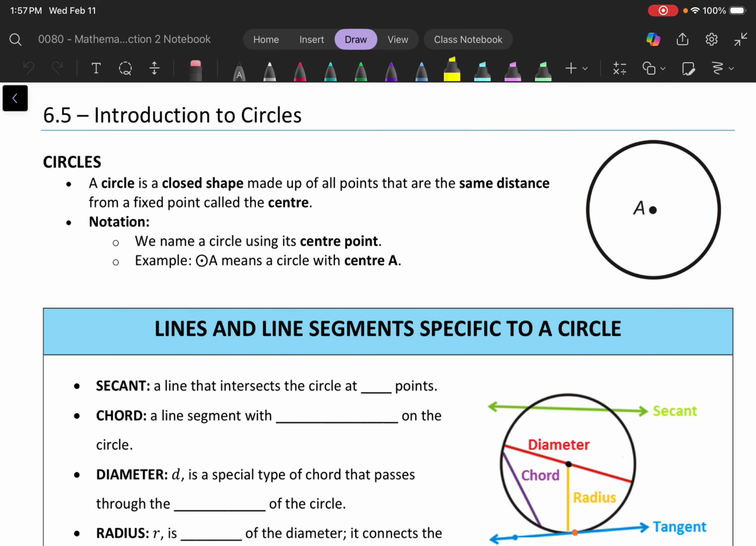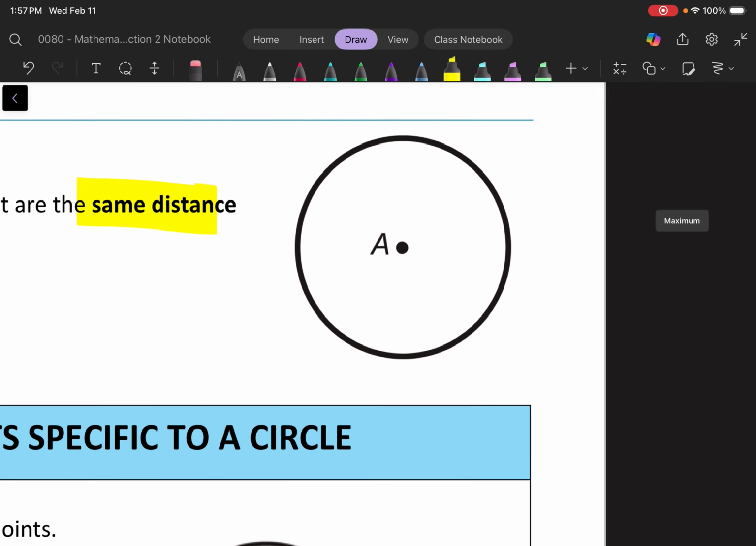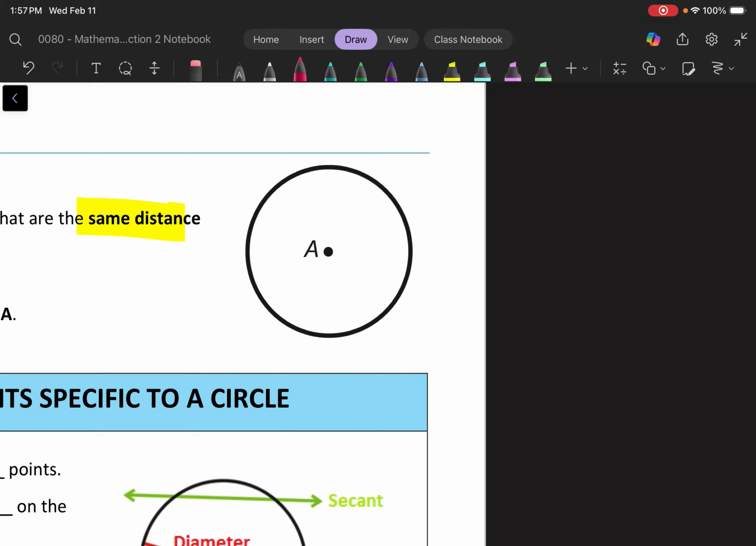Now, I'm sure you know what a circle is, but a circle is any closed shape made up of all of these different points that are the same distance from the fixed point called the center. So if I take a look at this circle, and we're going to say that center point is labeled with point A. And remember, points are labeled with capital letters. And I whipped out a ruler. This distance would be the same as this distance, would be the same as this distance, would be the same as this distance. And this is actually how a circle is formed, right?